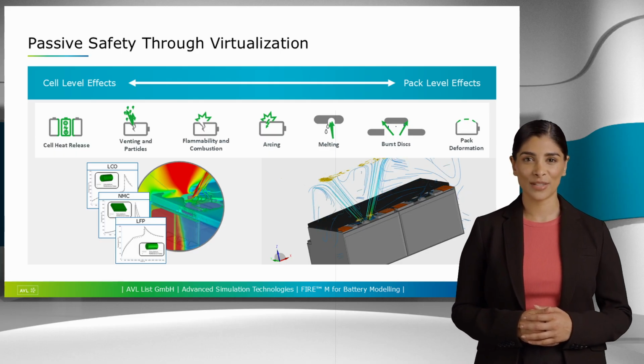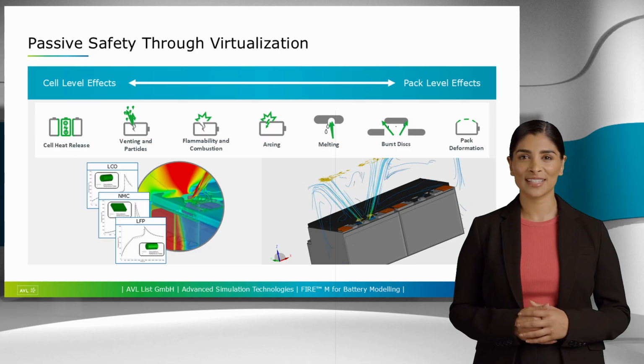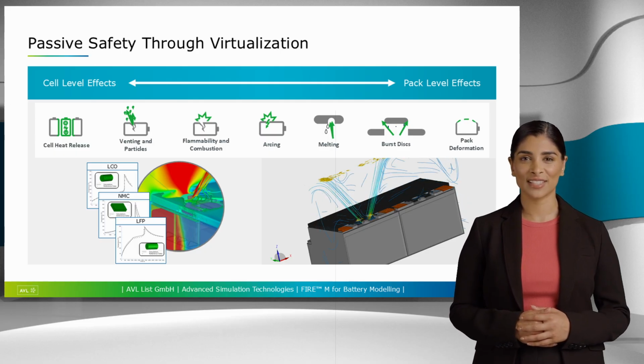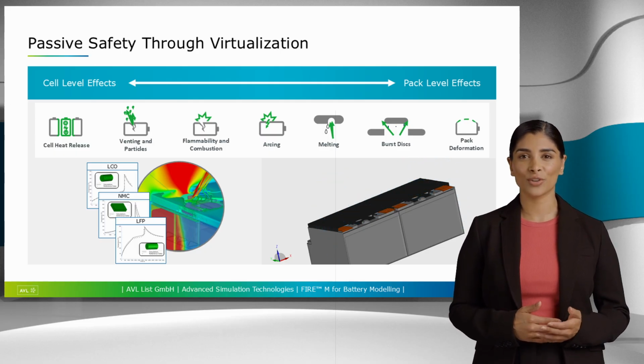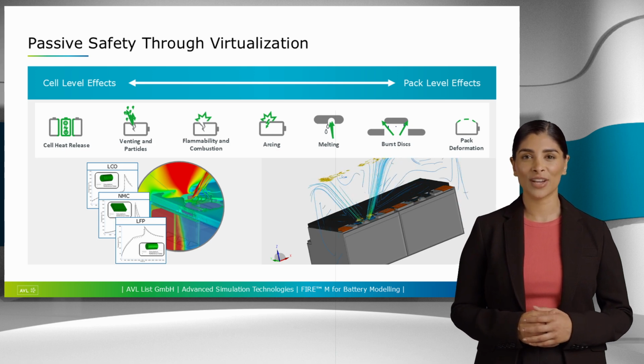But using FIRE M, engineers can do: first, better understand the chain of events inside a cell. Second, explore scenarios that are dangerous or hardly reproducible in tests. And third, design safer and more robust battery systems.